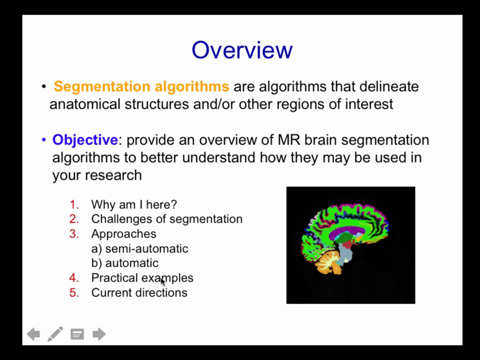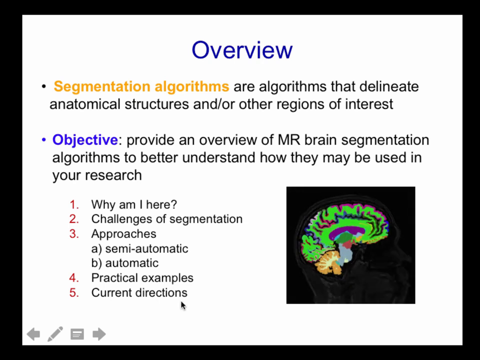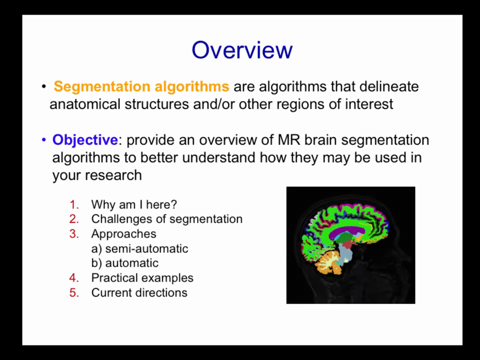And then I'll try to provide some practical examples of, okay, once we know about these approaches, we're going to actually try to use one of these to run an actual scientific study looking at the disease or some aspect of the brain. And then I'll briefly go through some current and future directions of segmentation research. Feel free to stop me at any time. This should be informal. If you have any questions, you don't have to wait till the end. Just go ahead and stop me.